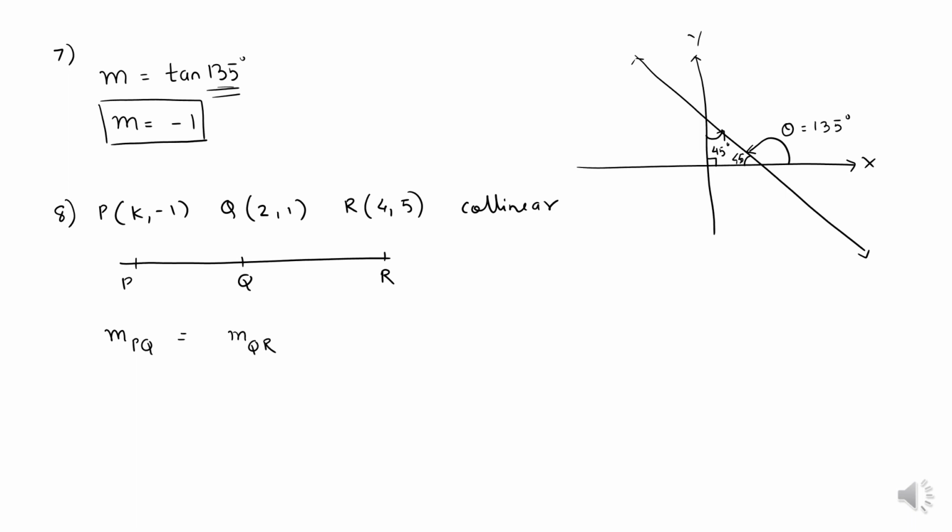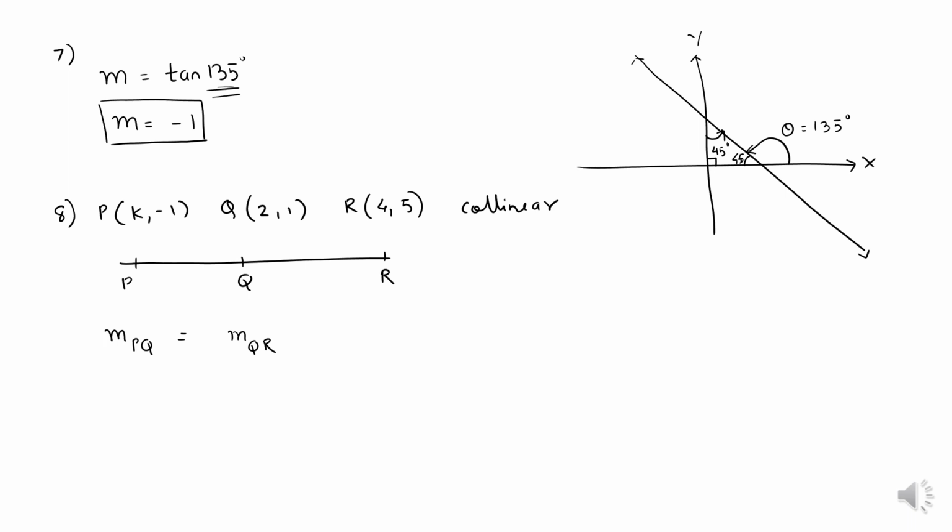Since both are the same line, PQ is on the same line and QR is on the same line. Since it is a single line, the slopes must be equal. So when the word is collinear, you can use the concept of slope. If you forget, you can use area of triangle equal to 0.